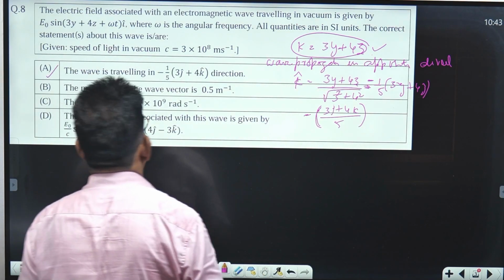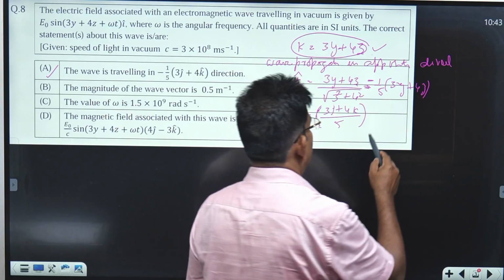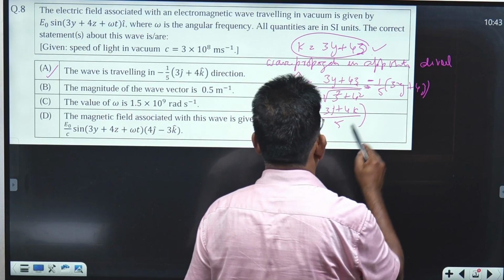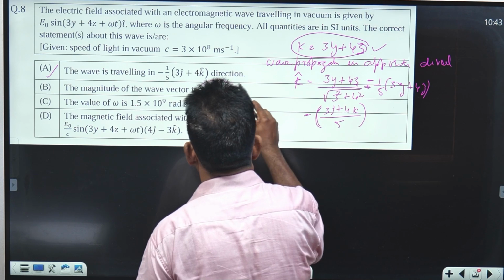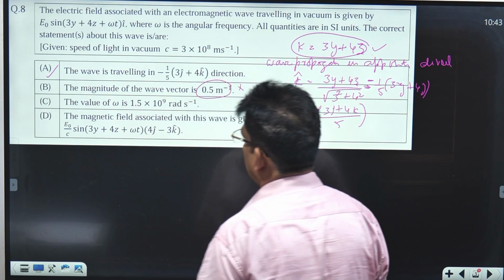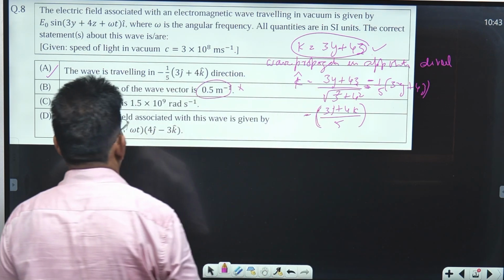Then we already calculated the magnitude of the wave vector. How much did we get? 5. The magnitude of the wave vector is root of 3 square plus 4 square, that is 5. But it is given as 0.5, hence it is wrong. Then the third option, let us try.